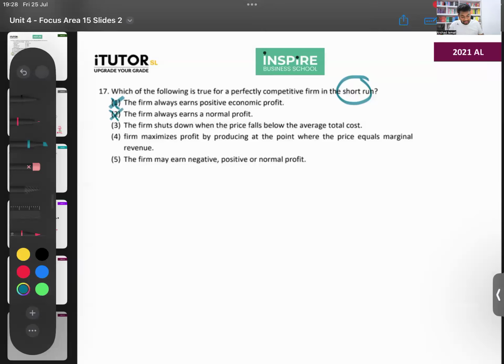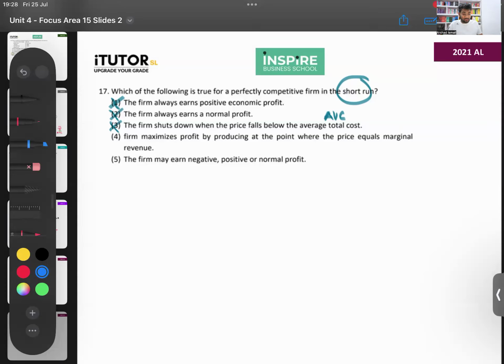Fine. The firm shuts down when the price falls below average total cost. Is that correct? If the price comes down below average total cost, will you shut down? No, right? When will you shut down? You will shut down if the price comes below average variable cost. So then, not 3.